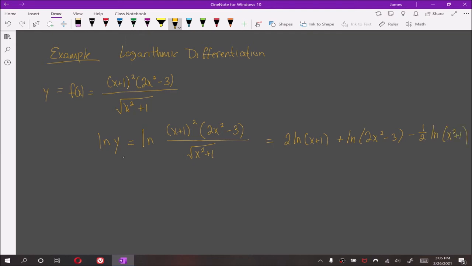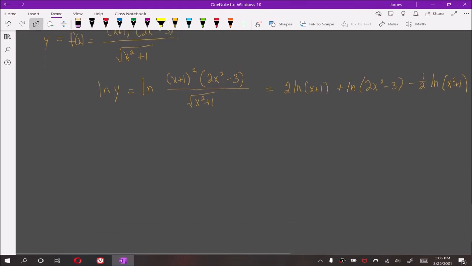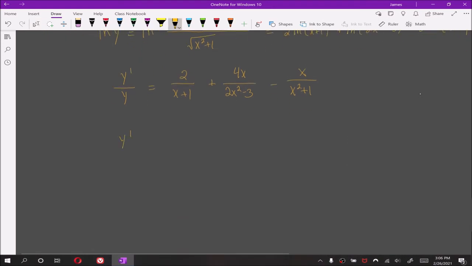And now we use implicit differentiation on this. We'd have y prime over y on the left-hand side is equal to 2 over (x plus 1) plus 4x over (2x squared minus 3) minus x over (x squared plus 1), right? Derivative of x squared plus 1 is 2x. Those 2's will drop out. This means that y prime is y times that.